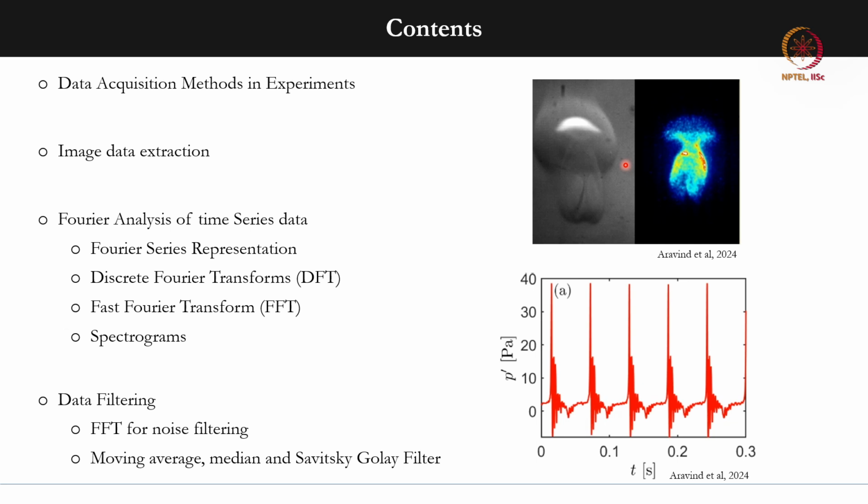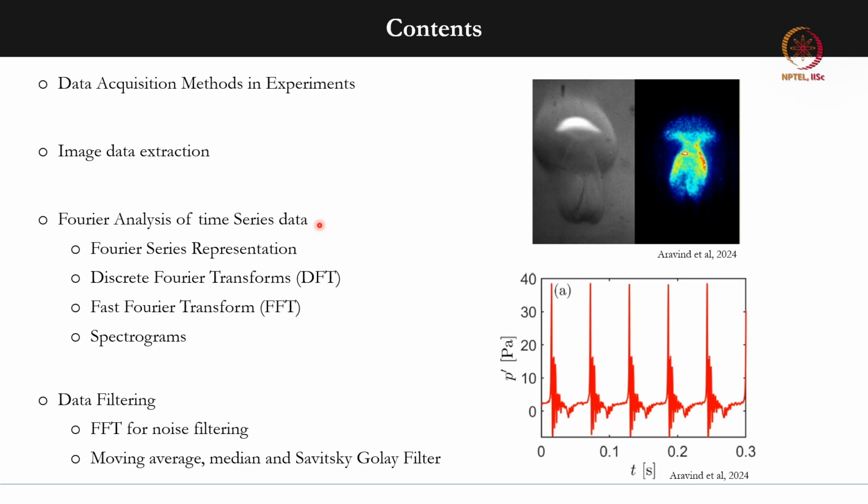Then after that, we look into how this time series data can be represented using a Fourier series approximation. Here again, we look into different techniques. We look into discrete Fourier transforms. We look into fast Fourier transforms, which is basically an easier way to implement the discrete Fourier transforms. Then we look into spectrograms.